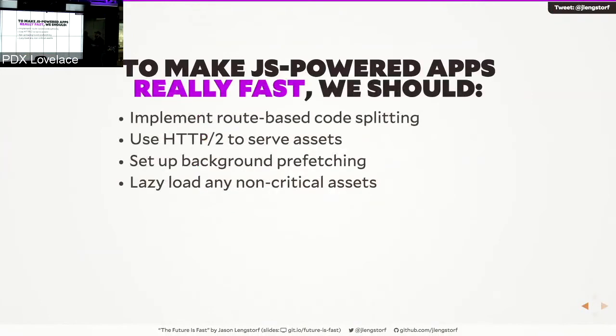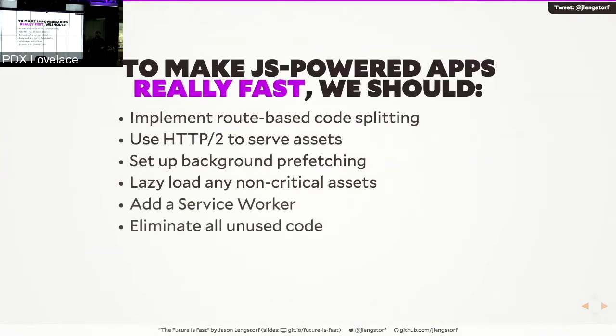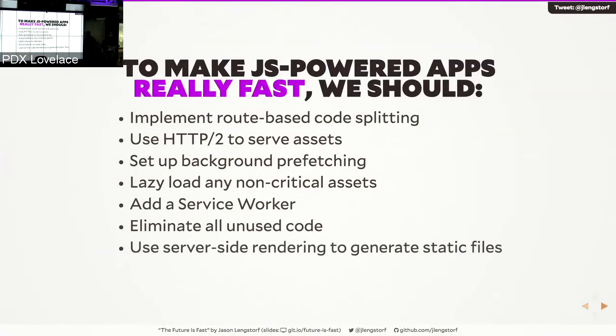But the PURPLE pattern isn't enough on its own. There are other things that we need to do. A couple things that you can do to improve your performance is add a service worker. Eliminate all of your unused code, which is a big one, especially when you start using third-party tools, because they ship a lot of code. We probably only use 1 to 5% of it in the average app. So make sure you're not shipping that to your users. And use server-side rendering to generate static files. We're going to talk a little bit more about that later on.